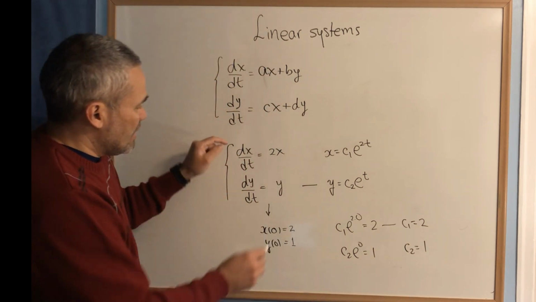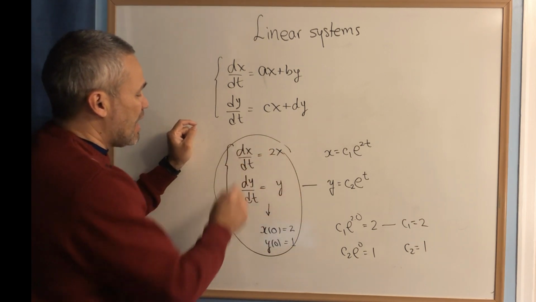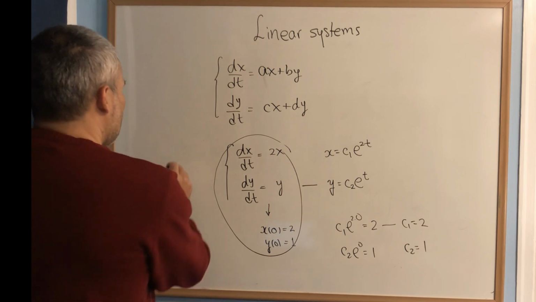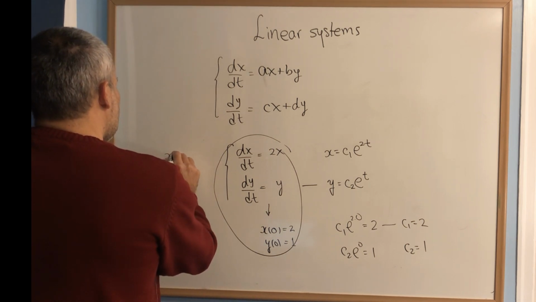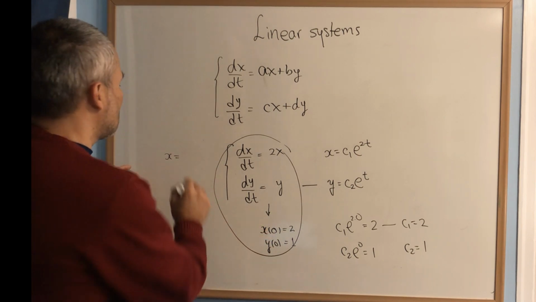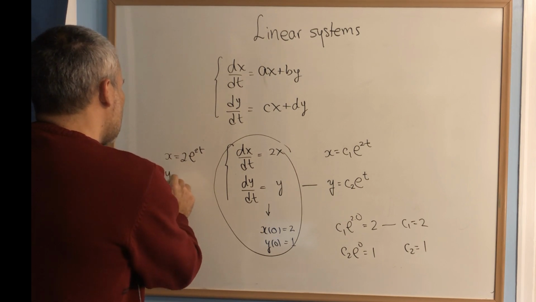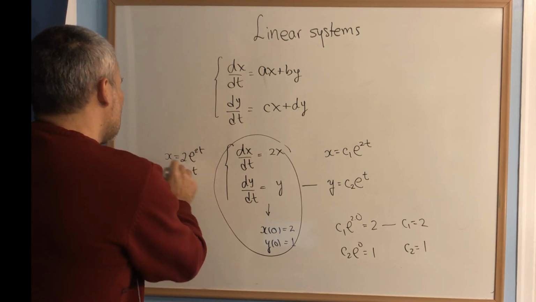And therefore, the solution of the initial value problem, as this is called an initial value problem, is x equal 2 e to the 2t and y equal e to the t.